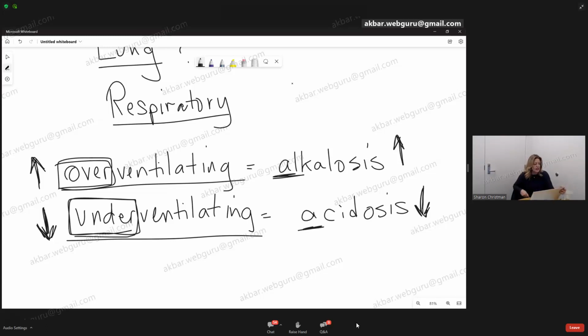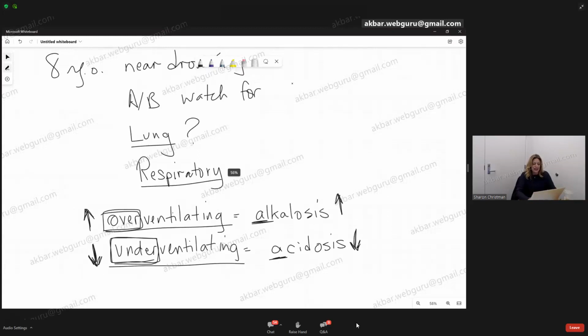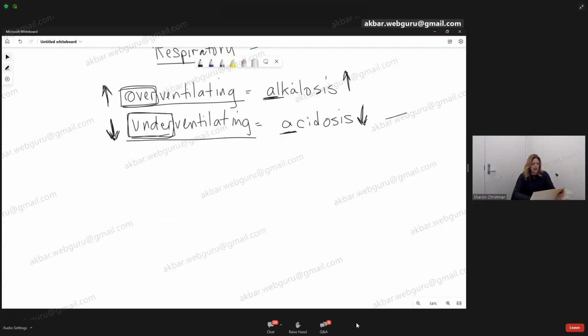So in this case, if we have an 8-year-old near drowning, first of all, is it lung? Yes, it is. Are they overventilating or are they underventilating? Well, they're underventilating. So for an 8-year-old near drowning, I'd watch for respiratory acidosis. Okay. Now, let's say we get a different kind of scenario.